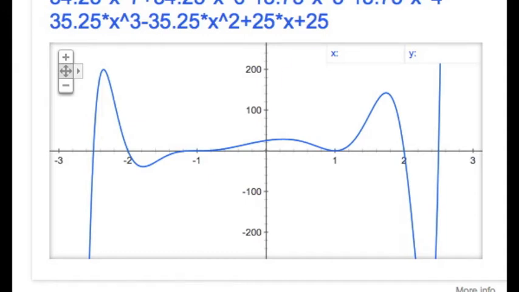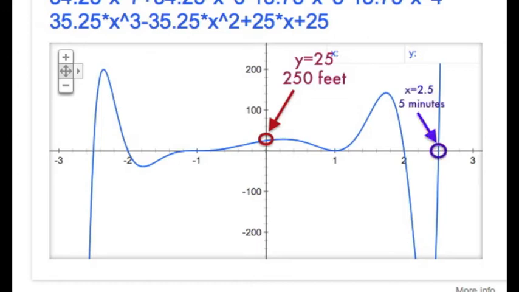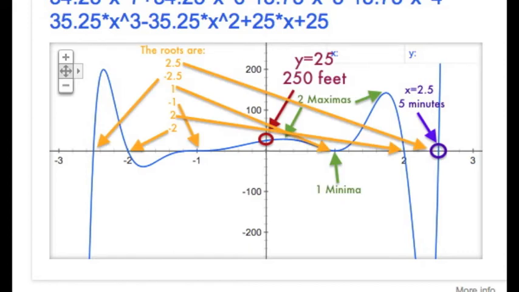The y-intercept is at 25, so the ride starts at 250. The ride ends at x equals 2.5, so the actual ride ends at 5 minutes. There are 3 maximas/minimas before the big drop. The real roots are 2.5, negative 2.5, 1, negative 1, 2, and negative 2. It should be noted that there are imaginary roots, I and negative I, but they can't be shown because they're imaginary.